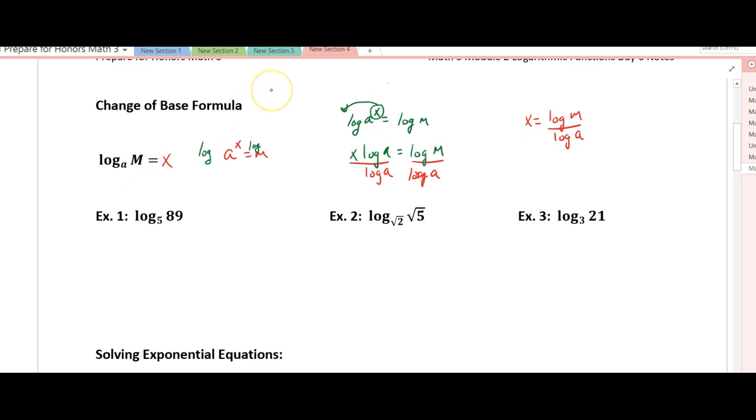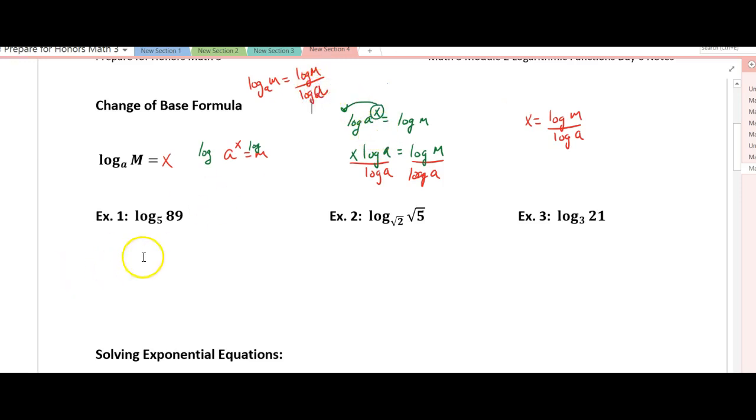It's very hard to do some of these calculations without a calculator. Not all calculators can do base 2, 3, 4, 5, 6, 7. Most calculators can only do natural log or log base 10. So we say the change of base formula. If I'm trying to evaluate log base a of m, I could basically break it up into the log of m divided by the log of a.